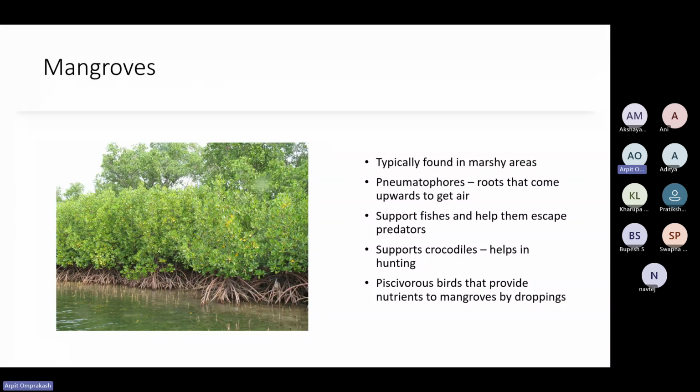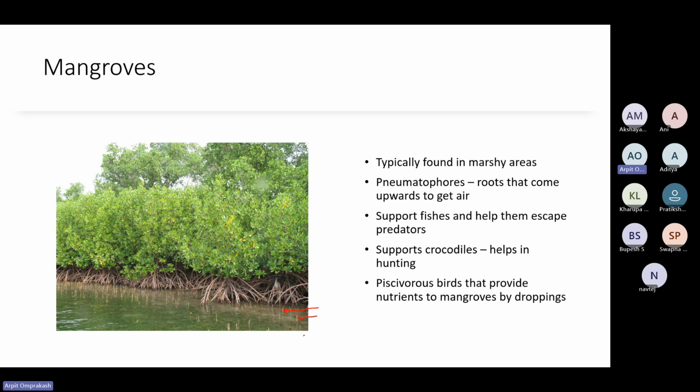So next we also have mangroves. Mangroves are typically found in marshy areas where it tends to get flooded and the land is not solid. It's semi-solid. So these plants have pneumatophores, which are these things that you see coming up here. Right. These are aerial roots of the plant that are protruding from down to up, and they get air from the atmosphere because there's no air inside it.